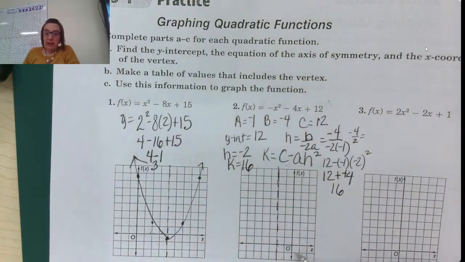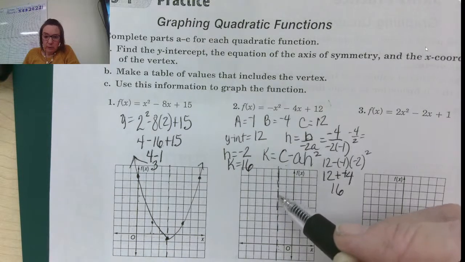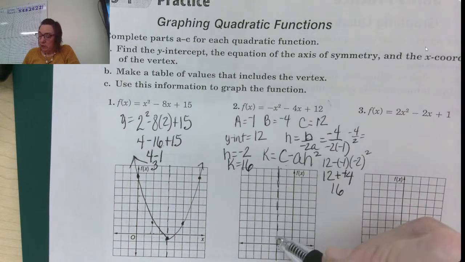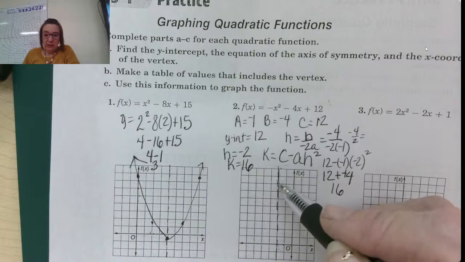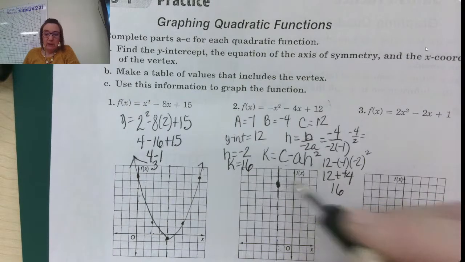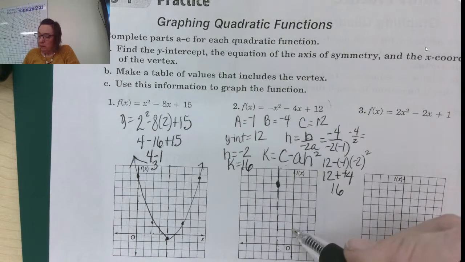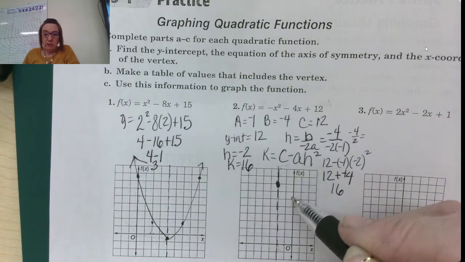That means that on this axis of symmetry, we got to go to 16. Now, can we go to 16? Yeah, so we're going to count by twos again, right? So 2, 4, 6, 8, 10, 12, 14, 16. That's our vertex. Where was our y-intercept? What was our y-intercept? So 2, 4, 6, 8, 10. That's our y-intercept right there.